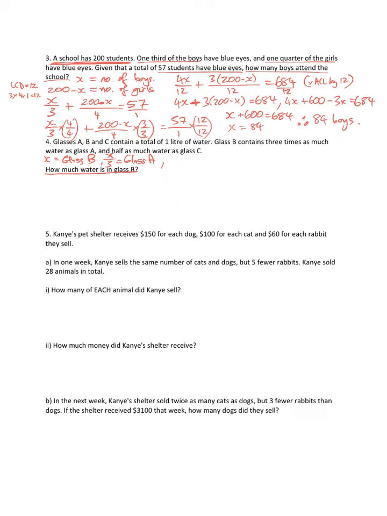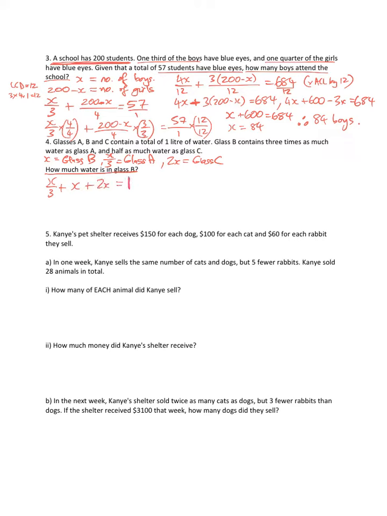Glass B contains 3 times as much water as glass A and half as much water as glass C. So if glass B is half of glass C, glass C is going to be twice glass B. So glass C is going to be 2 lots of X because it's twice as large as glass B. So our equation then, we know that they all add up to 1 litre. I've got glass A, X on 3, plus glass B, X, plus glass C, 2X, is equal to 1 litre.